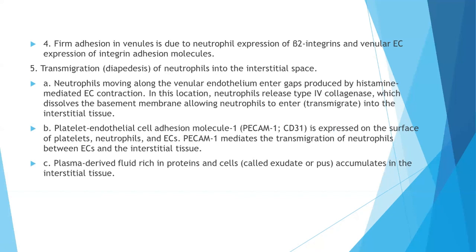So the neutrophils moving along the venular endothelium enter the gaps produced by histamine-mediated endothelial cell contraction. Now, in this location, the neutrophils release the type 4 collagenase, which dissolves the basement membrane, allowing neutrophils to enter into the interstitial tissue. The platelet endothelial cell adhesion molecule, or PECAM-1, is expressed on the surface of platelets, neutrophils, and endothelial cells. The plasma-derived fluid rich in proteins and cells accumulates in the interstitial tissue, and this is called exudate or pus.